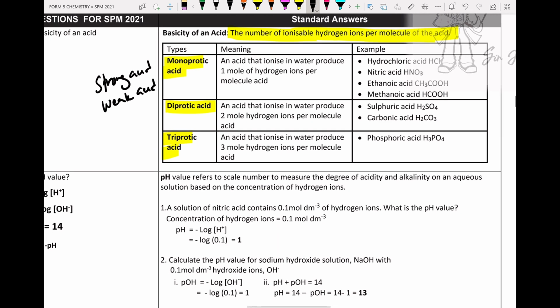Monoprotic acid will produce 1 mole of hydrogen ion. For example, hydrochloric acid, nitric acid, ethanoic acid, and methanoic acid. Please remember, ethanoic acid ionizes the hydrogen ion from the back. Diprotic acid can produce 2 moles of hydrogen ion, for example carbonic acid and sulfuric acid. Triprotic acid will produce 3 moles of hydrogen ion, for example phosphoric acid, which is a weak acid.